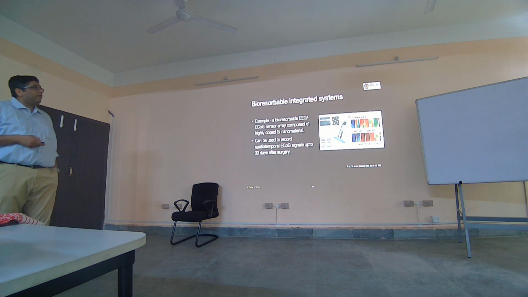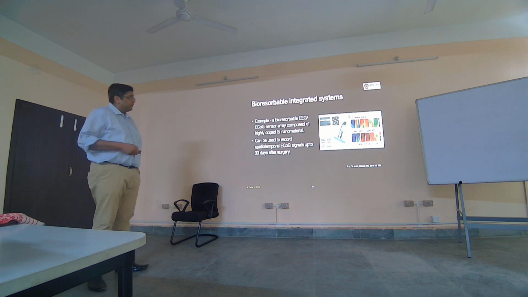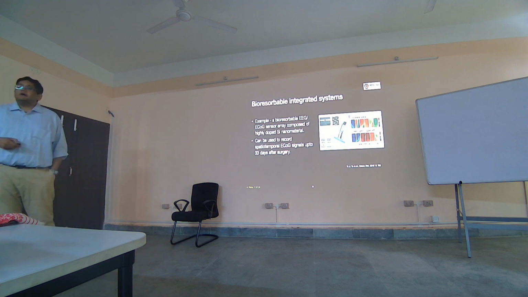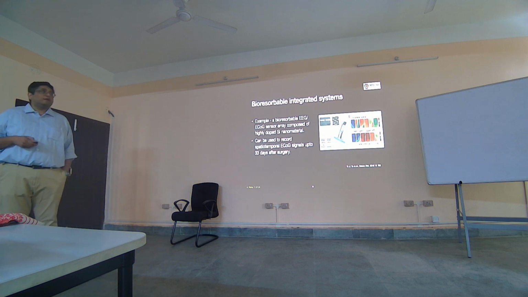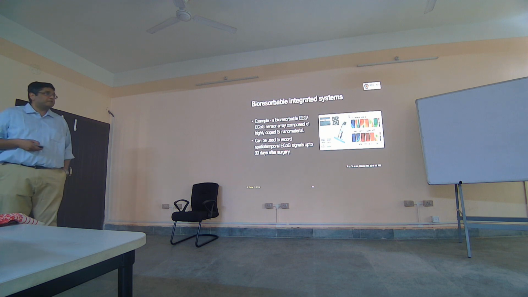And then there has been some very nice work done in developing a bioresorbable EEG sensor using silicon nanomaterials, and these have been used to record EEG signals up to 33 days after surgery, right? And this again is used mostly for patient monitoring, etc. Again, this has been done on animals, not yet on human beings.